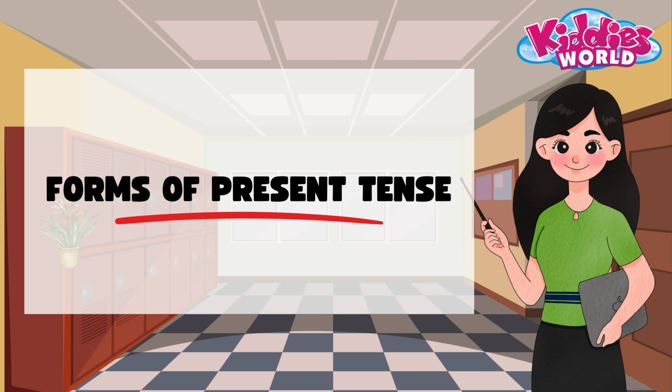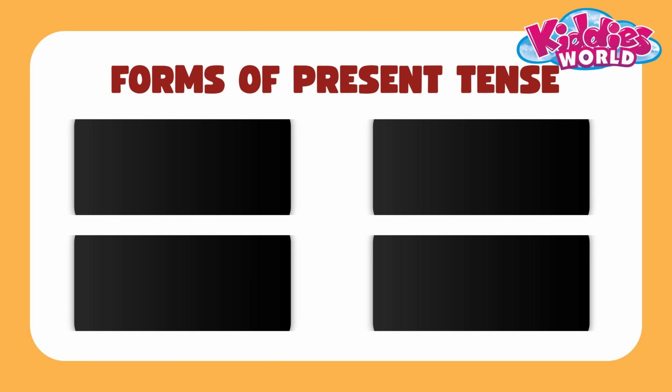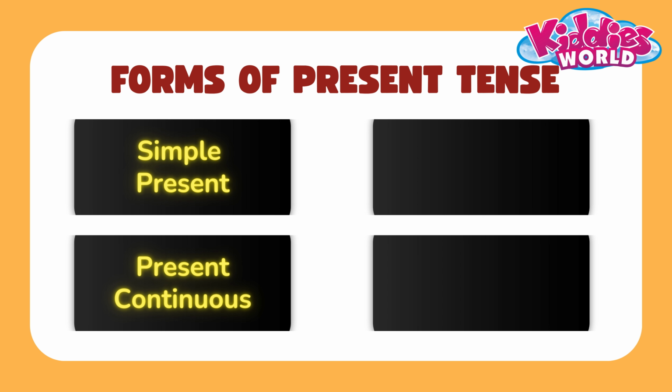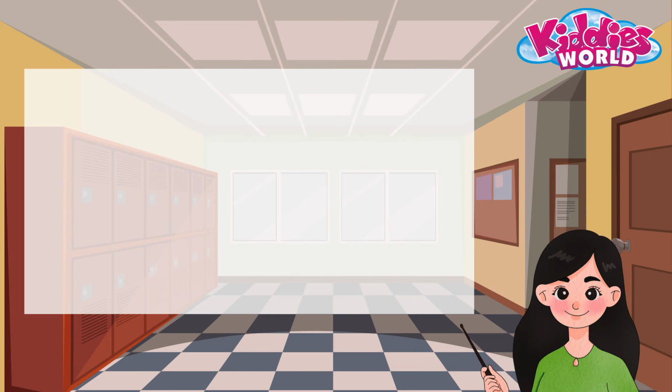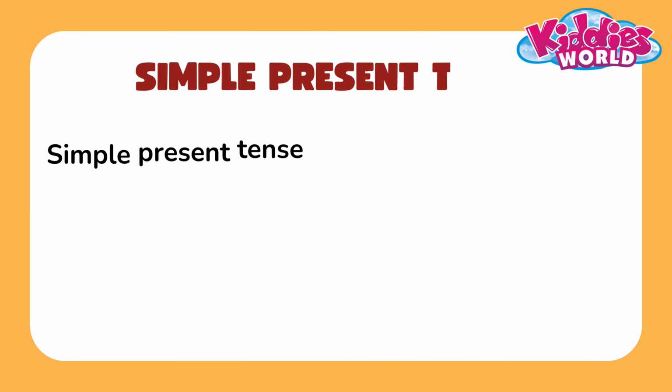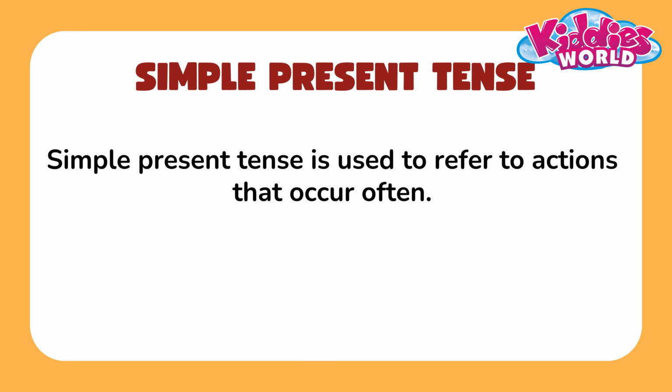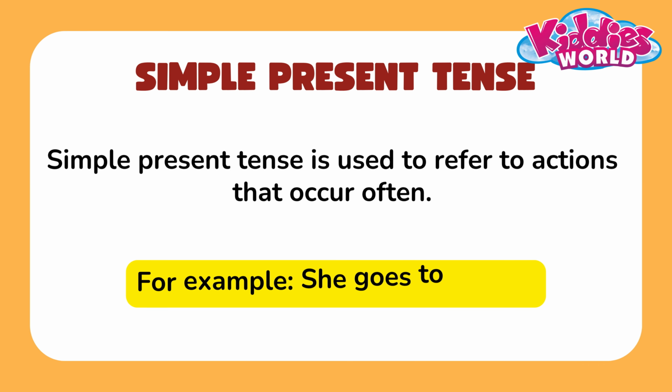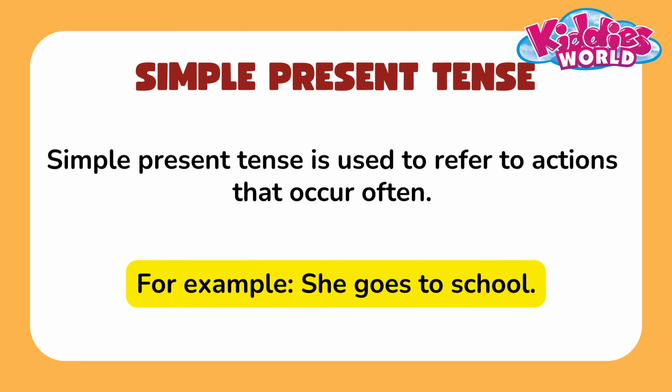Present tense forms. The present tense is categorized into 4 forms: simple present, present continuous, present perfect continuous. Simple present tense. Simple present tense is used to refer to actions that occur often. For example, she goes to school.